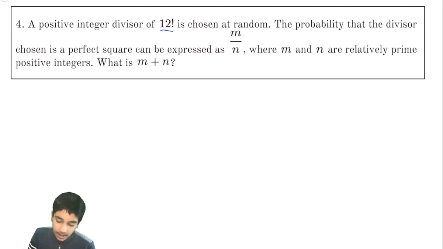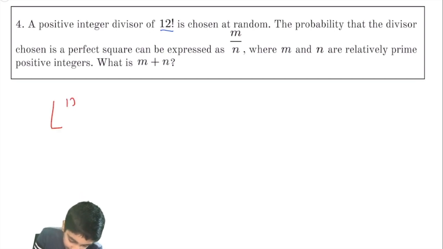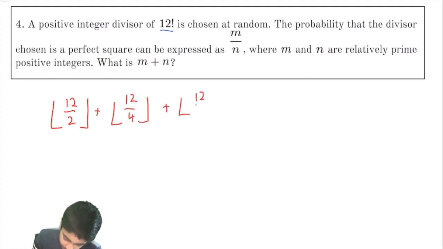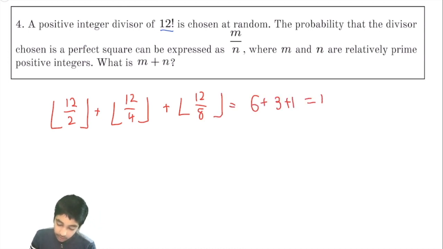A better way of doing it is to see how many factors of 2 there are in 12 factorial. If you remember from the AMC MATHCOUNTS class, we discussed that we can find the number of times a factor appears in a factorial by looking at the number of multiples of 2 less than 12, multiples of 4 less than 12, and multiples of 8 less than 12. Basically, you do the floor of 12 divided by 2 plus the floor of 12 divided by 4 plus the floor of 12 divided by 8, which is equal to 6 plus 3 plus 1 equal to 10. So there are 10 factors of 2.